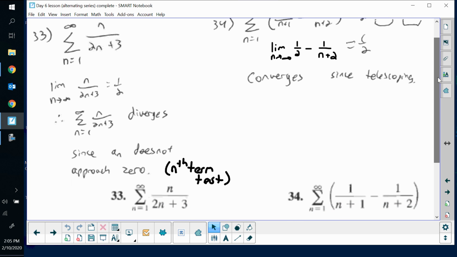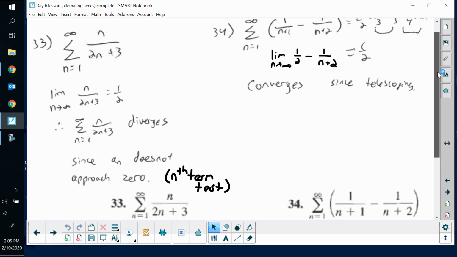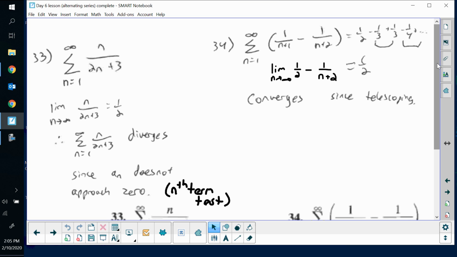So in 33, the limit as n goes to infinity of our original is not 0, so we know that it automatically diverges by the nth term test. In 34, we've got subtracting of terms, so that kind of lends itself to telescoping. There's only the 1/2 in the front that didn't wipe out, so we'd have one thing subtracted on the end, so that approaches 1/2 and converges by telescoping.